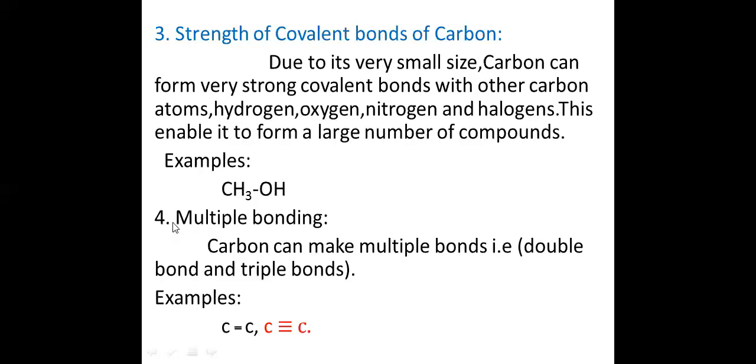The fourth property of carbon that gives us millions of organic compounds is multiple bonding. It means that carbon can make multiple bonds like double and triple bonds. You can see that carbon has the property of making multiple bonds. It can make double bonds, and two carbon atoms can make triple bonds with each other.